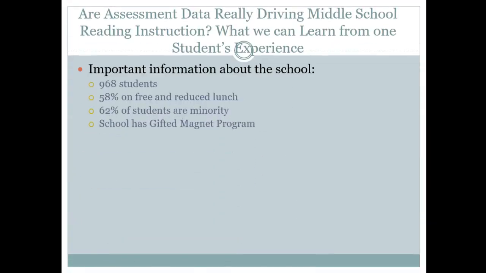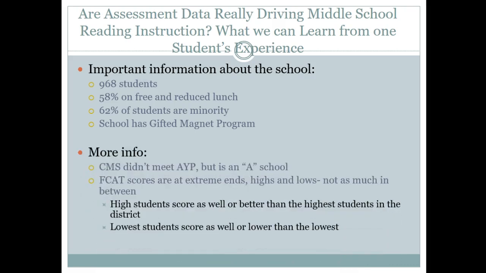So in this school, it is a middle school of about 1,000 students, 58% on free and reduced lunch. A lot of students are minority students, but then they also have a gifted magnet program. So there's kind of two extremes happening. They didn't meet AYP, but they are considered an A school by the state. Their FCAT, which is their Florida state test, scores are at extreme ends. So they have really high scores, likely from the gifted and magnet program, and then those low scores from the students that are not being serviced as best as possible.